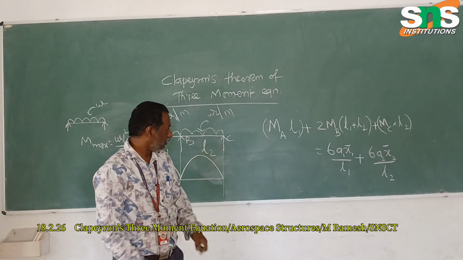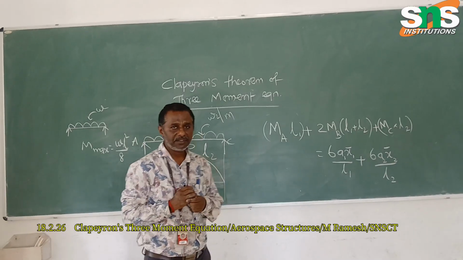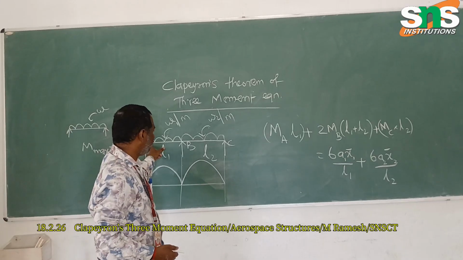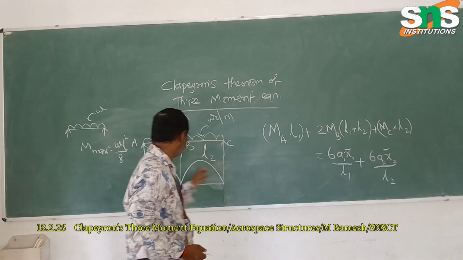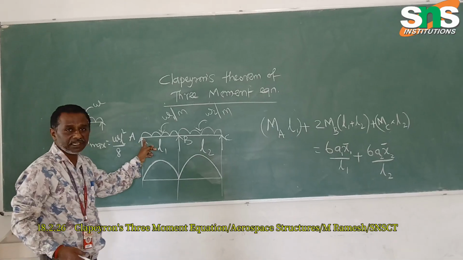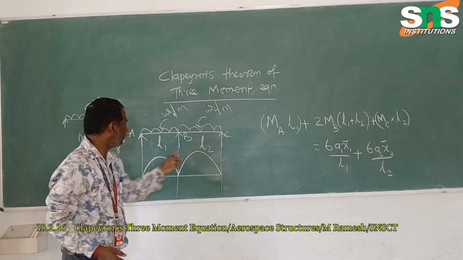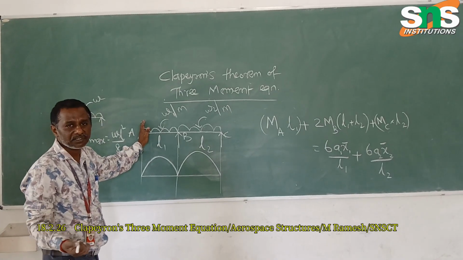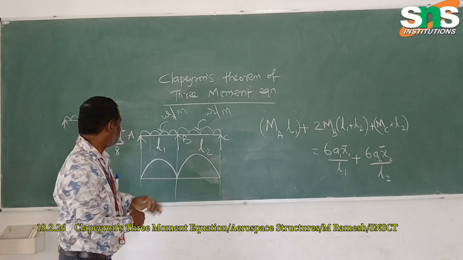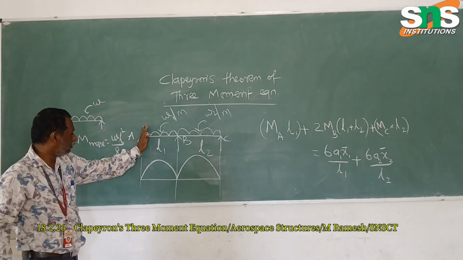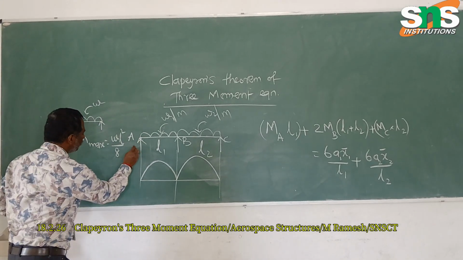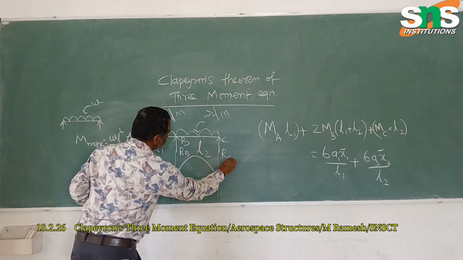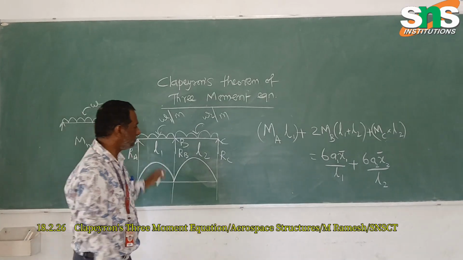How to find all the things now? That is the question first of all. First, we can tell what MA is. Since it is a left extreme end, the bending moment is equal to 0. That is force into perpendicular distance. You can consider the left side. The load is there, and there is support reaction RA, support reaction RB, and support reaction RC. So RA into distance is zero, that is MA equal to 0.